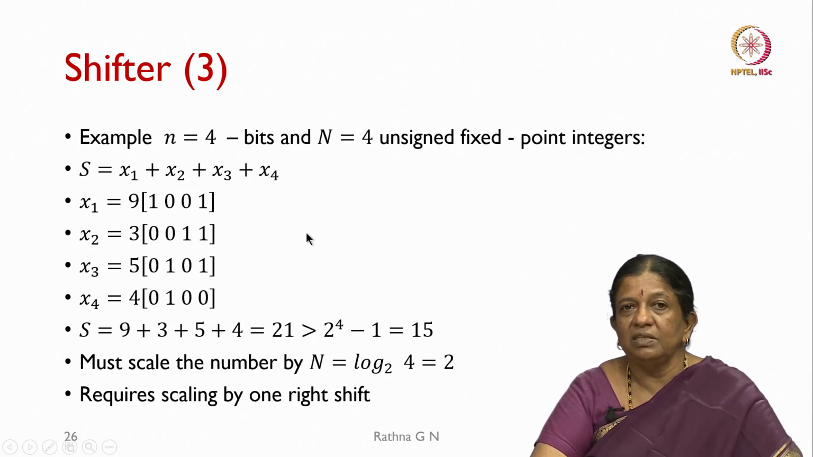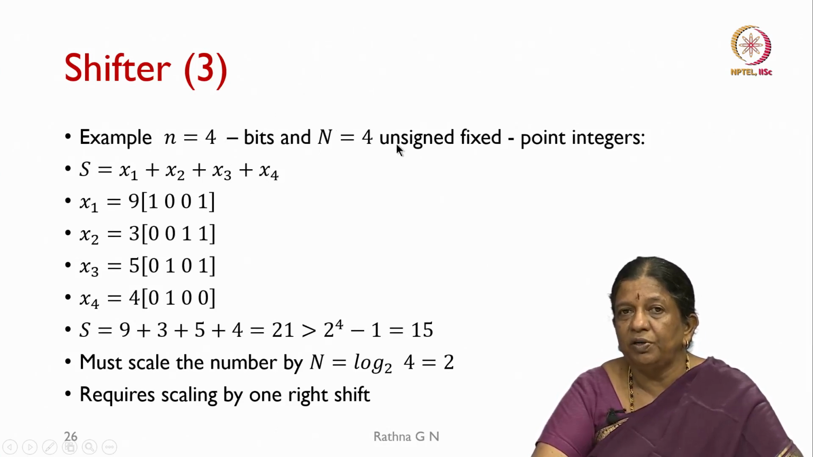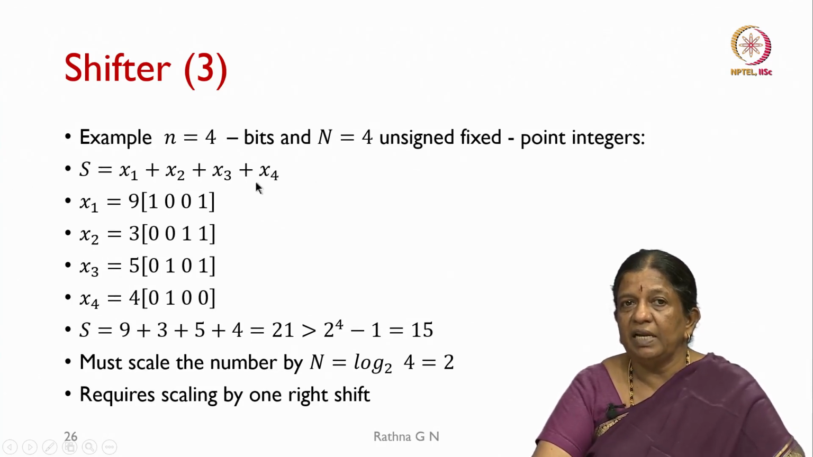So, we will see how we can do the shifting in this case, and why we need to scale up or down. As an example, n is equal to 4 bits and the number of additions, capital N, is also 4. We have chosen the unsigned fixed point integers case. Then our summation has x 1, x 2, x 3, x 4, 4 variables, each represented with 4 bits, and we are adding them up. These are the values we have taken, with their binary representation shown in the square brackets. When we sum up, we get 21 as the result.